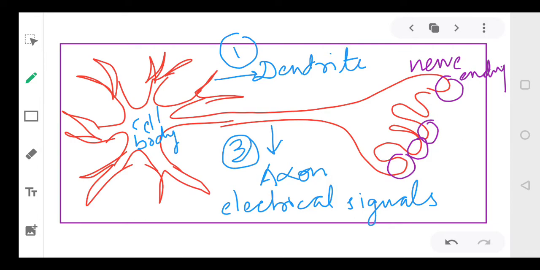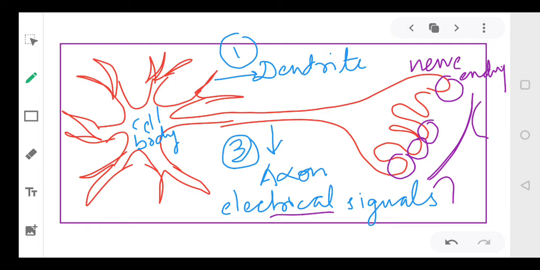Okay, clear? So as the information reaches the nerve ending, these electrical signals are converted into chemical signals, because the two neurons are not in contact with each other. आपके जो दो न्यूरॉन्स हैं उनके बीच में स्पेस होता है. These nerve endings are not in contact with the next neuron. So there is a small space here which is called the synapse. So दो neurons के बीच में एक small gap होता है. That gap we call it synapse. Okay, so the information will cross the synapse in the form of a chemical signal.